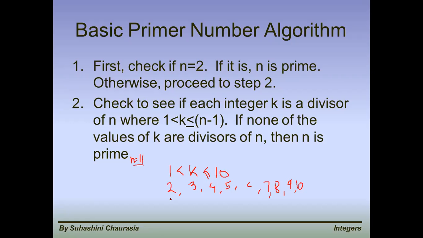So 11 divided by 2, you get a remainder. Okay, 1. 11 divided by 3 you get remainder 2. 11 divided by 4 you get remainder 3. 11 divided by 5 you get remainder 1. 11 divided by 6 we get remainder 5. 11 divided by 7 you get remainder 4. 11 divided by 8 you get remainder 3. Divided by 9, 2, and divided by 10, remainder 1. So on dividing by all of these you get some remainder. If we get some remainder, not 0, then we say that the number is a prime number. So we say that 11 is a prime number because it is divisible by only 1 and itself.